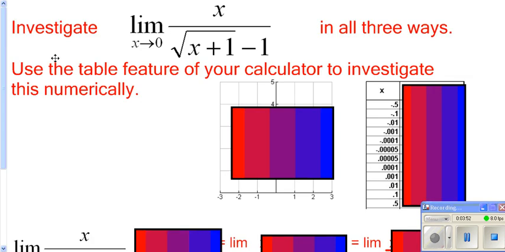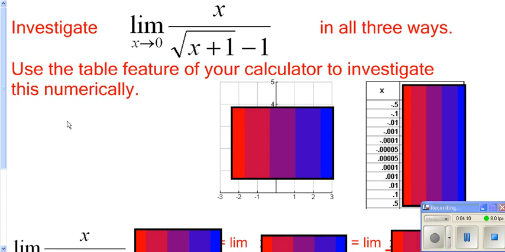Well, we can go ahead and investigate most functions in all 3 of these ways. Here we're wondering what happens as x gets close to 0 of x over the square root of x plus 1, all minus 1. We can investigate that in 3 ways.